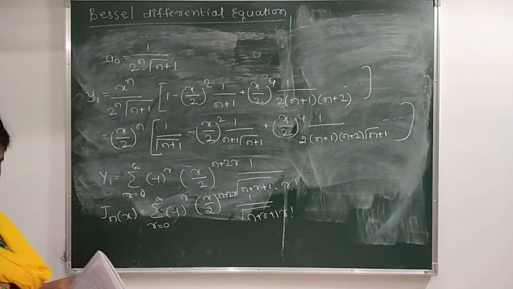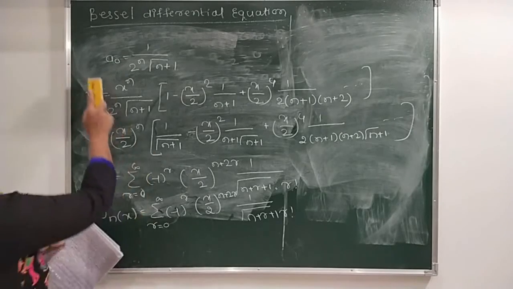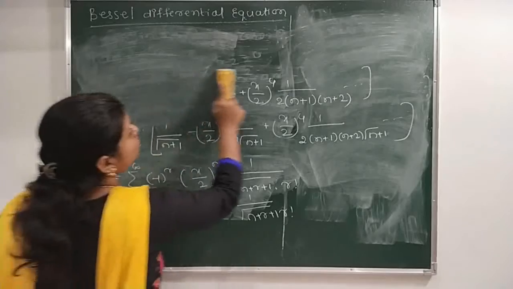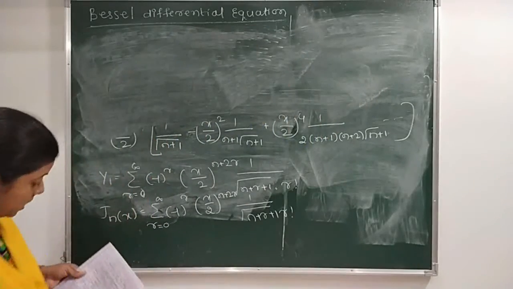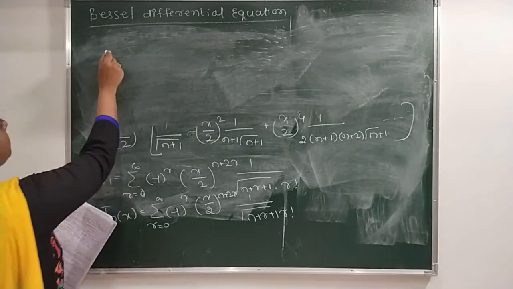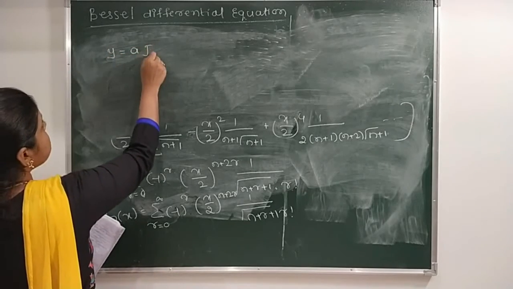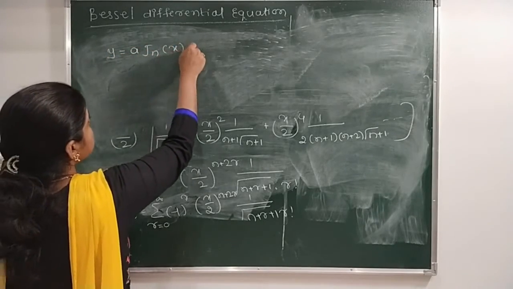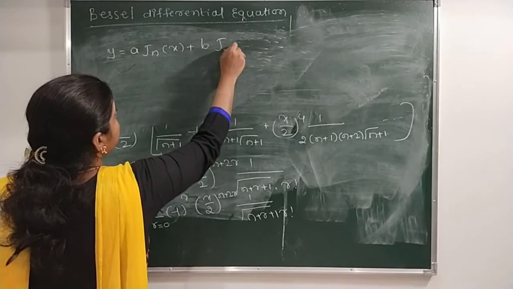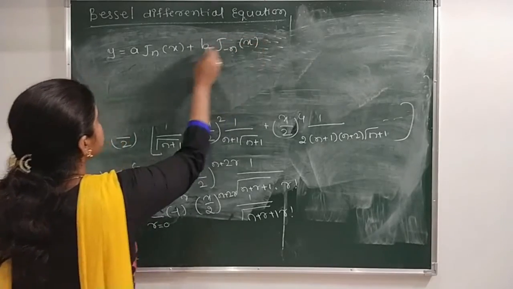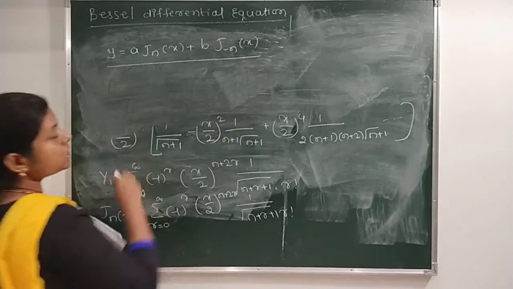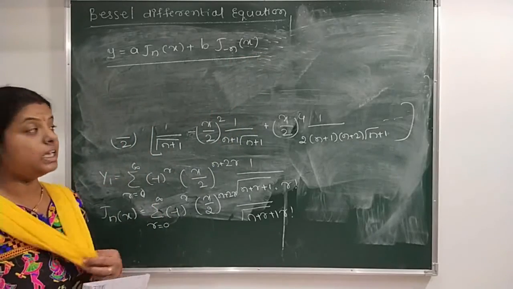The same solution we get from k is equal to minus n. That we rearrange in the Bessel equation, that is y is equal to a Jn of x plus b J minus n of x. This we have to write as the Bessel differential equation.